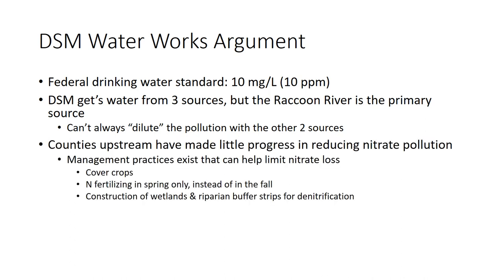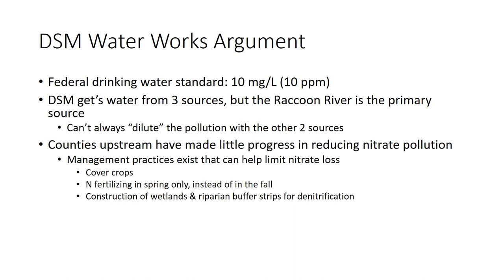And they've also argued that the counties upstream have made very little progress in reducing how much nitrate pollution occurs. I've driven through this area a lot, and I've spent time there as well. There is very little use of cover crops, and there are other management practices that could go a long way. So cover crops is one. Only fertilizing in the spring rather than in the fall, and also constructing wetlands and repairing buffer strips.